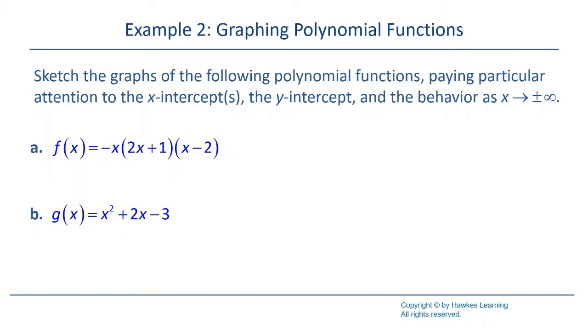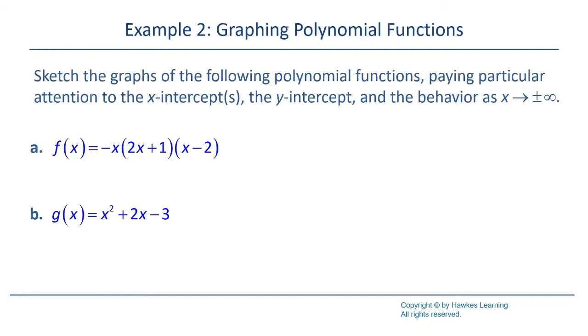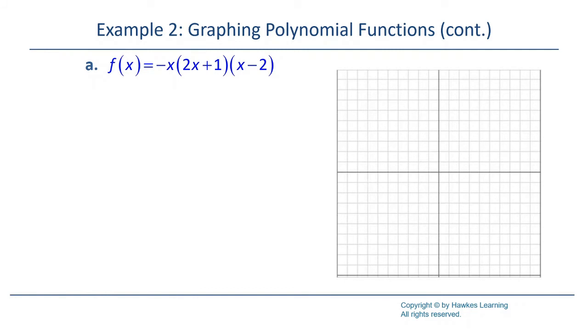So we're going to do sketches of these polynomials, and we're going to pay particular attention to their x-intercepts, their y-intercepts, and their behavior as x goes towards positive and negative infinity. So let's start with this first function. Yeah, we'll start x-intercept, y-intercept, and then end behavior. So x-intercepts.